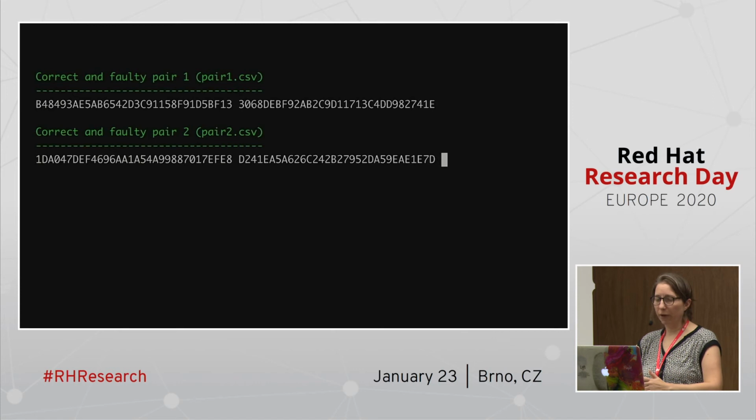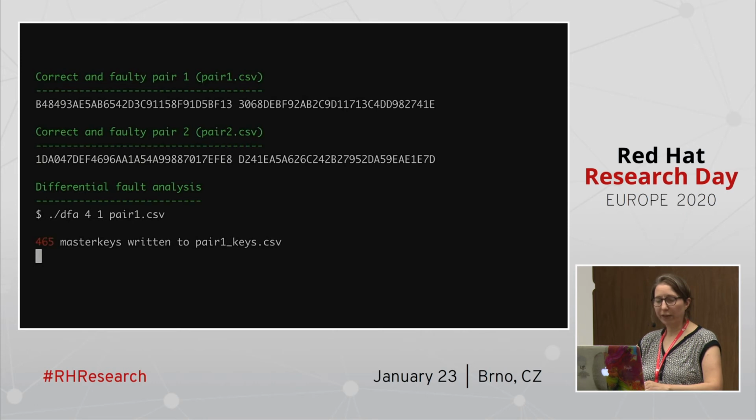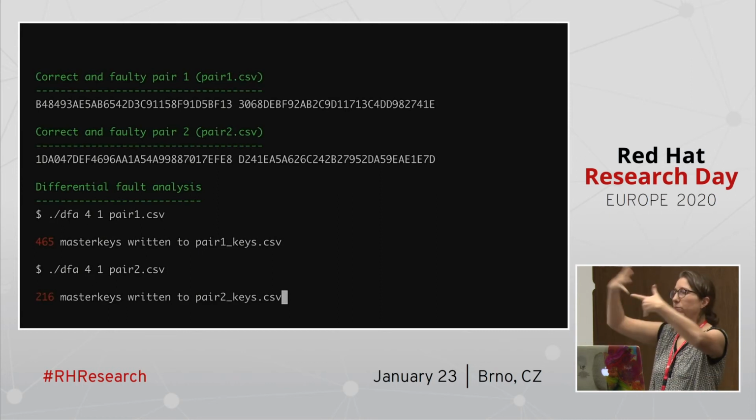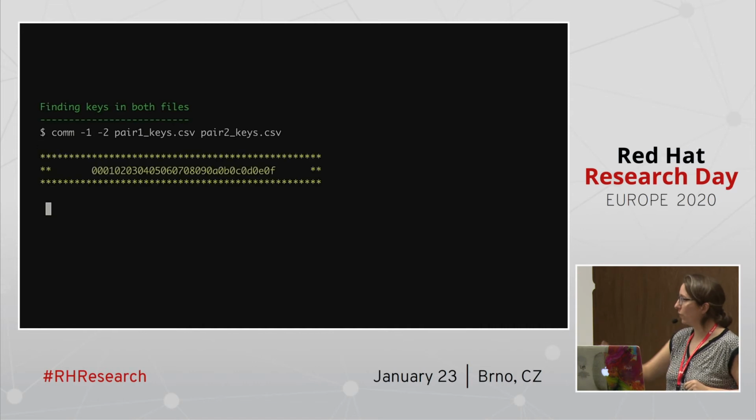I actually ran it twice, just for ease of the presentation. And again, thank you to someone on the internet for writing a differential fault attack that I used. I used the first pair, and then I used the second pair, and the first pair came up with 465 possible keys. The second one came up with 200 possible keys. So theoretically, I should be able to overlap them, and only one key should overlap. And there it is. I've now found another key.